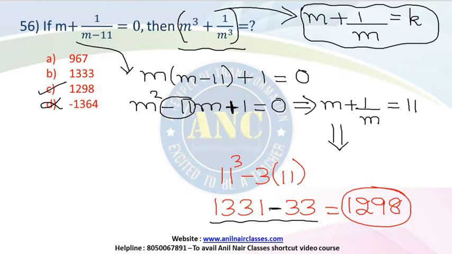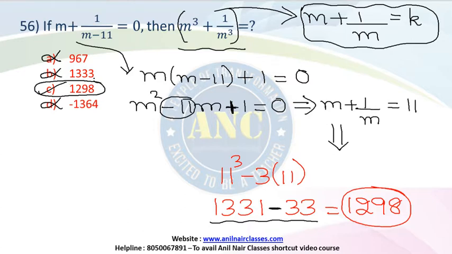From this 1331, I am subtracting something. So answer cannot be greater than 1331. Second option is ruled out. From this 1331, I am subtracting very small number called as 33. Answer cannot go less than 1000. First option is ruled out. Only one option 1298 is left out.